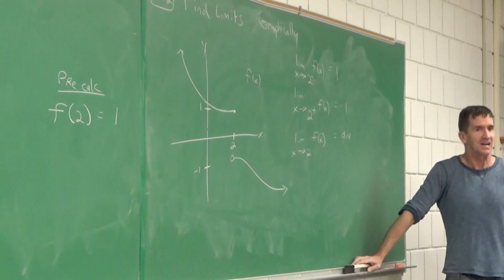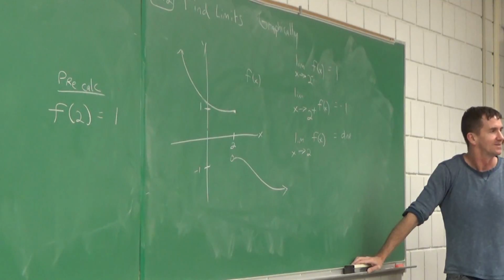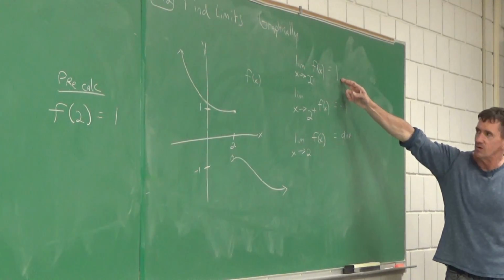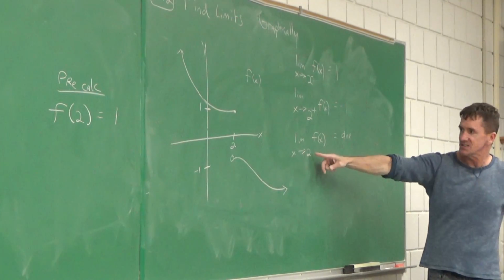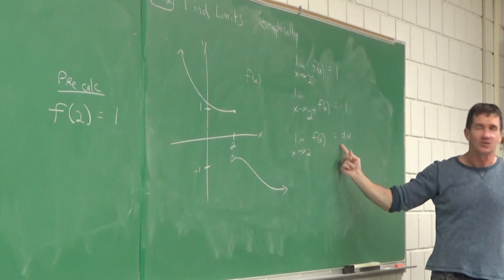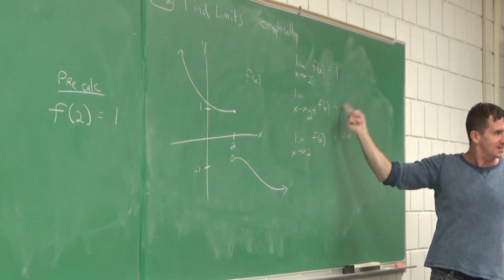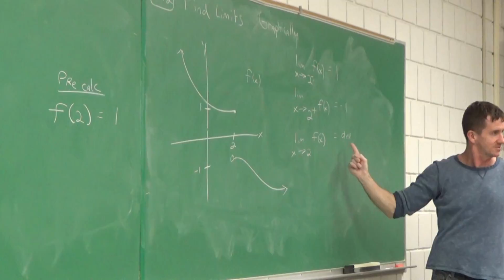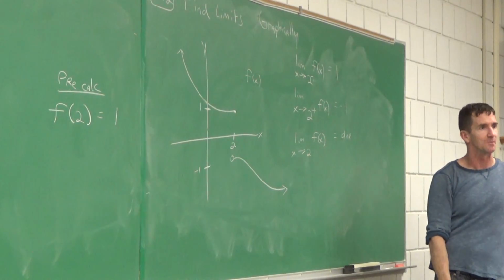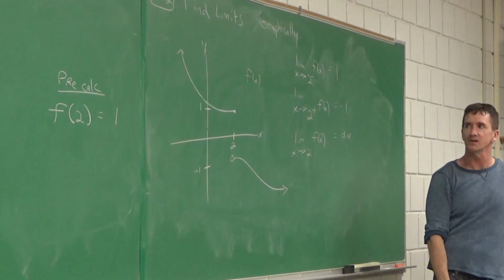Isn't that cool? It's actually a theorem if you want to make a theorem out of that. If this limit right here is equivalent to that limit right there, then the limit as x approaches 2 would equal that number. You can call this C. If that's C and that's C, then the limit as x approaches a is also C. And you can make a theorem out of that. Isn't that cool? Awesome.